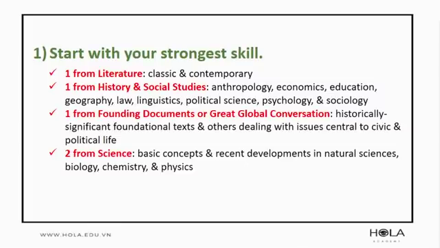As we already know, there are 5 passages taken from either literature, classic or contemporary, or history and social studies, such as anthropology, economics, law, linguistics, political science. There's definitely going to be one from founding documents or great global conversation content areas, which are historically significant foundational texts, and others dealing with issues central to civic and political life. And then there'll definitely be 2 from the sciences, the natural sciences, including basic concepts or recent developments, theories in the natural sciences, such as biology, chemistry, and physics.